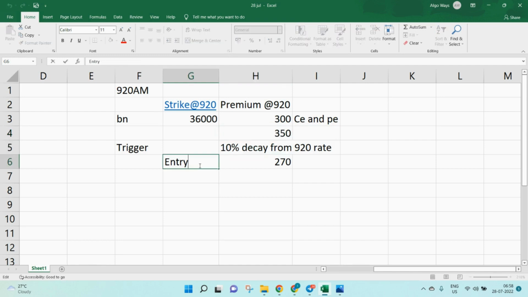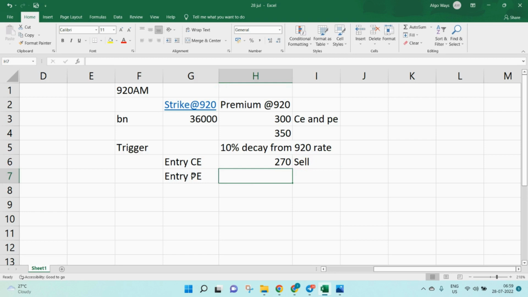So whenever the CE goes down by 10%, that is 270, we sell the CE. And whenever the PE goes down by 10%, we sell the PE also. So 10% down from 350 is 350 into 0.9. Whenever the PE goes to 315, we do the sell. So these are the entry conditions.